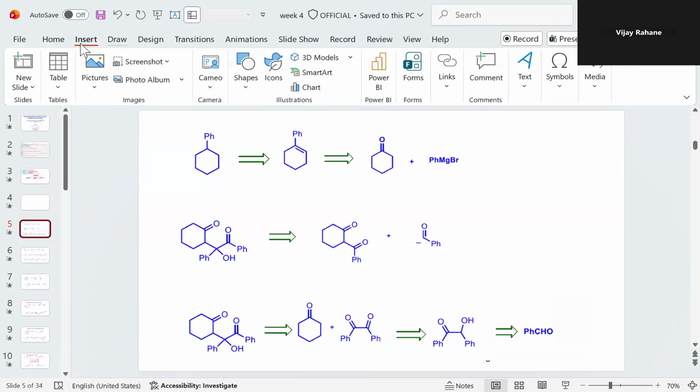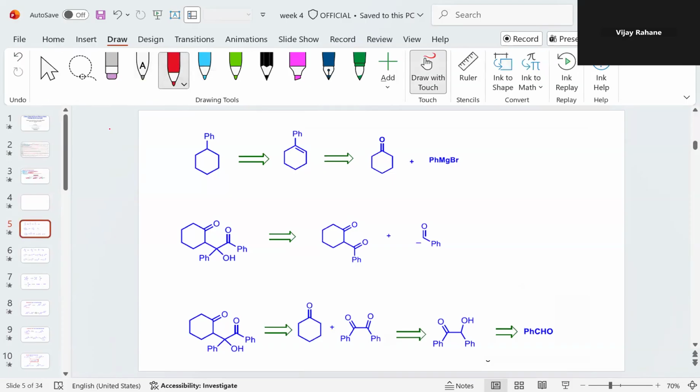So the first question here is, this is your target molecule, and how one can achieve the synthesis of this target molecule. If we do the disconnection or the functional group inversion, this target molecule can be achieved from this intermediate, and this intermediate further can be achieved from such type of starting materials, this and this phenyl magnesium bromide.